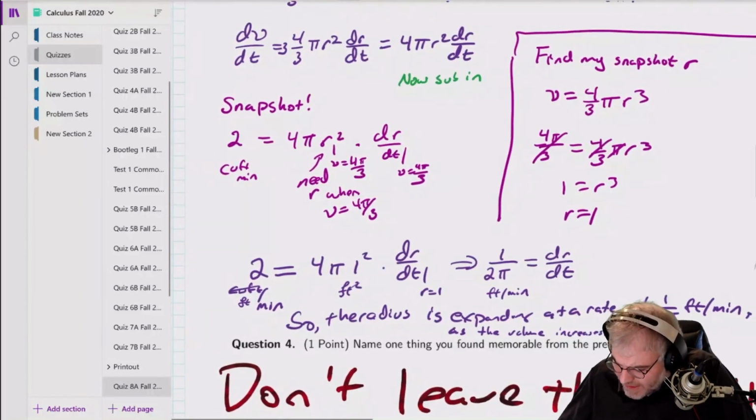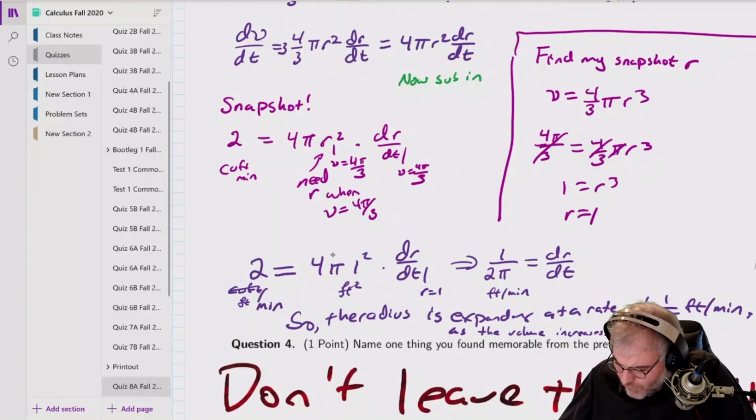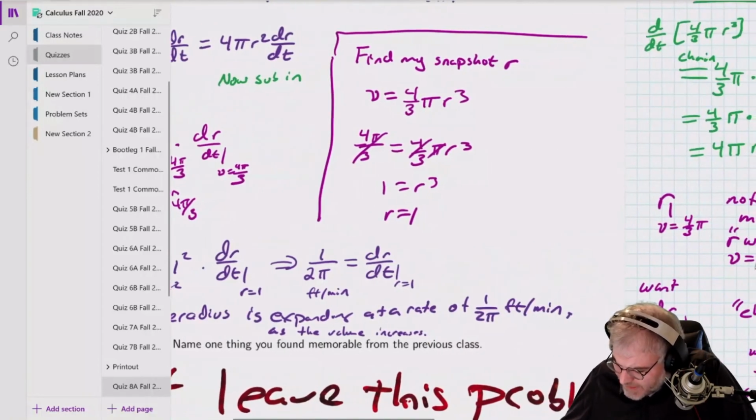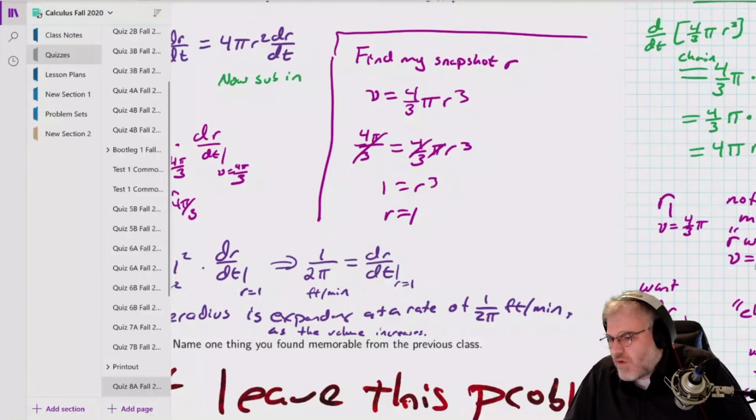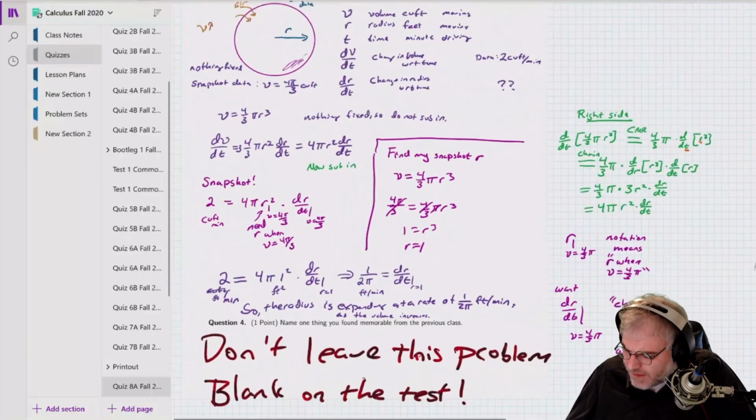So I plug that in here. I get 2 equals 4 pi times 1 squared, there are my units, times dr over dt when r equals 1. I should write down this when r equals 1. So I get that the radius is expanding, and then I want to write something at the bottom to say which way I'm going. So I say the radius is expanding at a rate of 1 over 2 pi feet per minute as the volume increases, or when the volume equals whatever it is, as it's increasing. So that's kind of how I put this whole thing together.